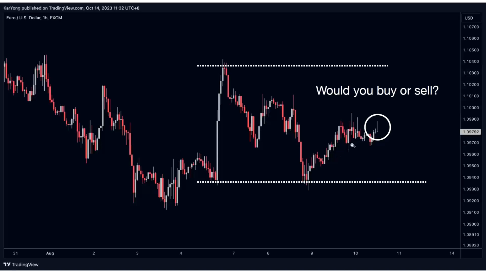Now, typically in this kind of situation, I won't take a trade. I would even say the majority of traders probably won't take a trade, because we're right smack in the middle of the range. It's not like we are close to the top or the bottom of the range. We can trade the bounces of the range, but this example here is literally in the middle. So I would say most traders would not actually take a trade, because the odds are almost 50-50.